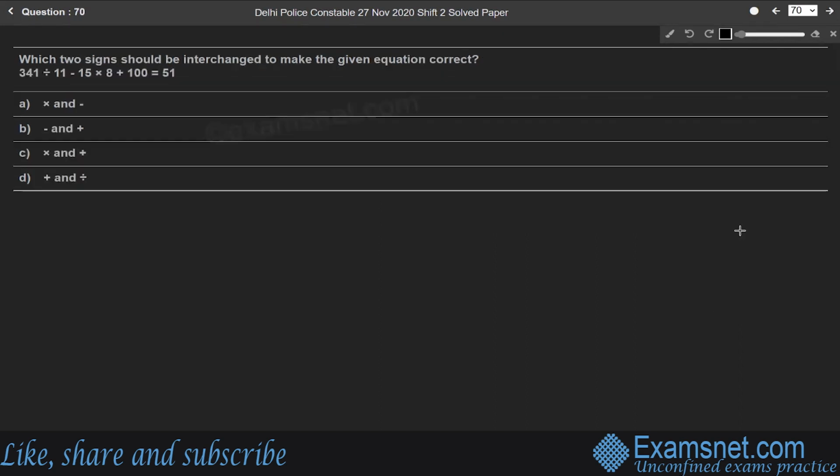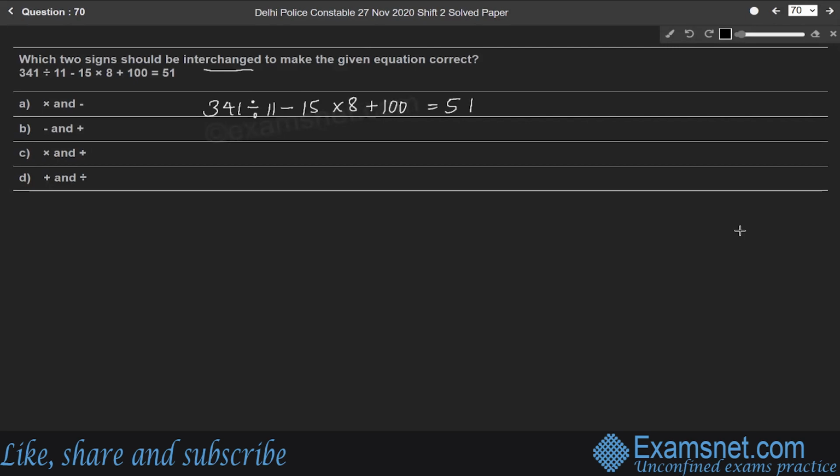Question 70. Which two signs should be interchanged to make the given equation correct? So the given equation is 341 divided by 11 minus 15 into 8 plus 100 is equal to 51.